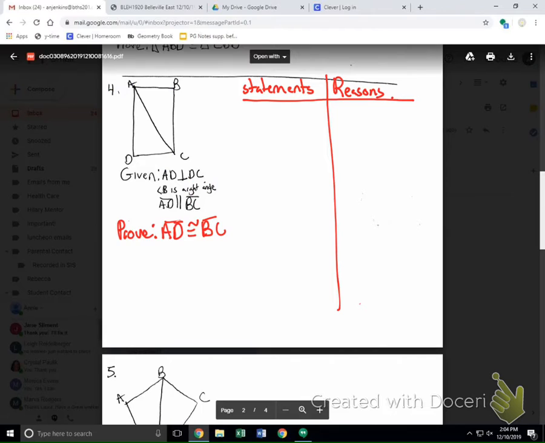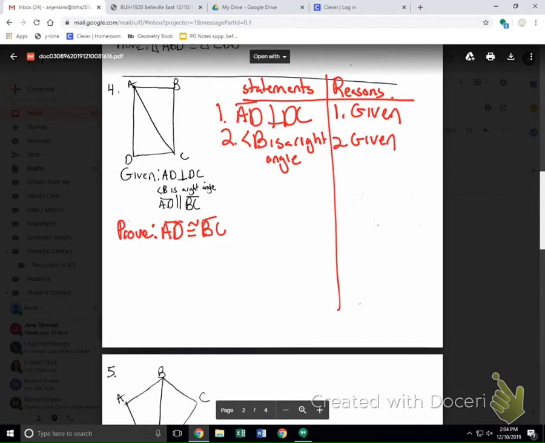So our first part is stating what we are given. So I have AD is perpendicular to DC, and that is given. What else do I know? B is a right angle. How did I know that? Because it's given. And then number 3, Alexis, you ready?